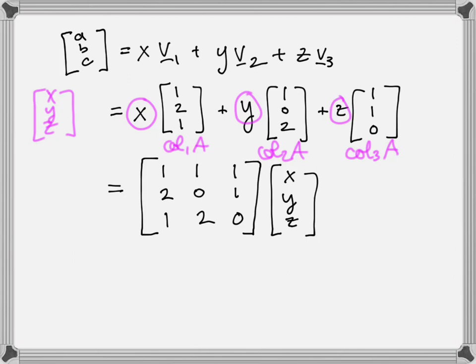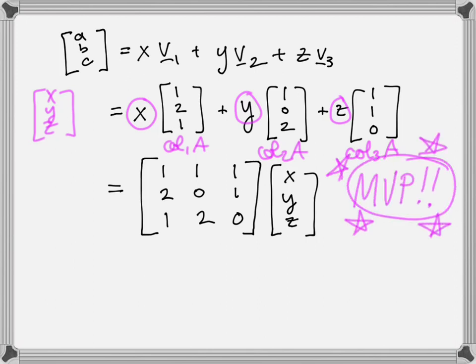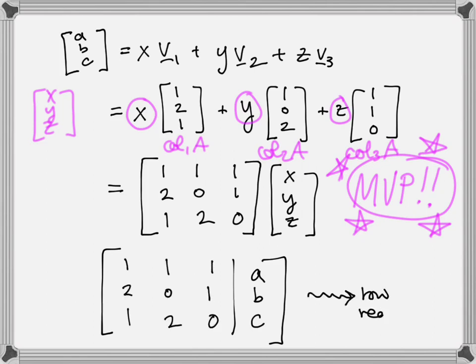And luckily, we know a lot about how to solve a linear system like this, right? We set up an augmented matrix. Thank you, MVP. That was super clutch that you came in and saved the day for us. So we're going to set up our augmented matrix, right? We're looking for solutions to the system A times x equals our vector from R3, which is ABC.